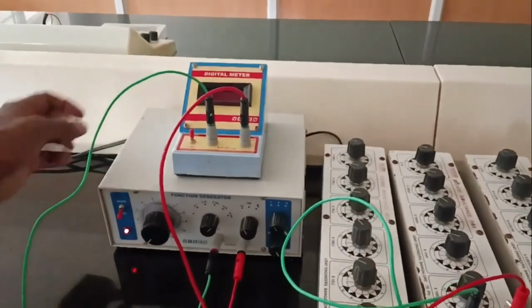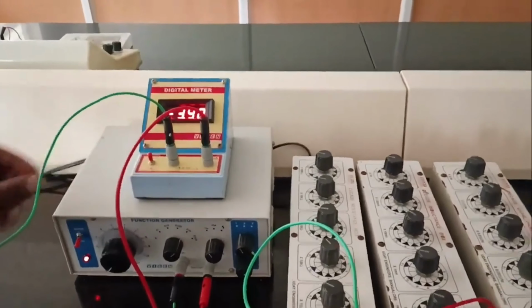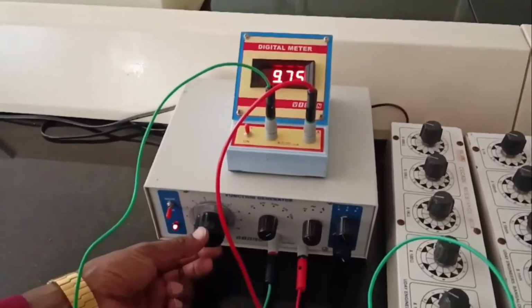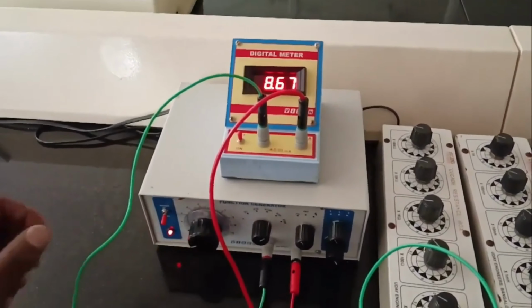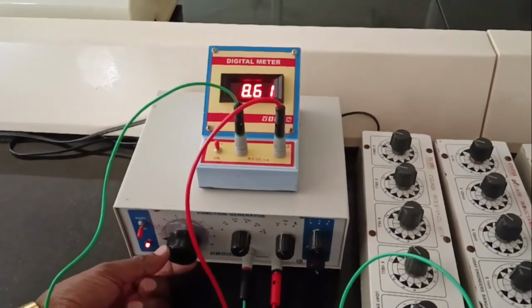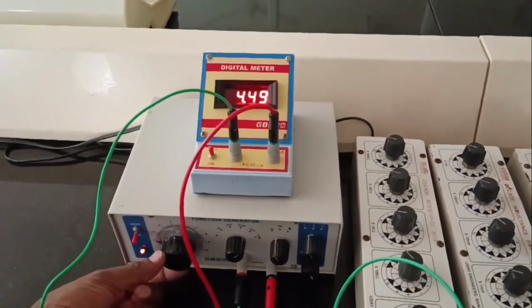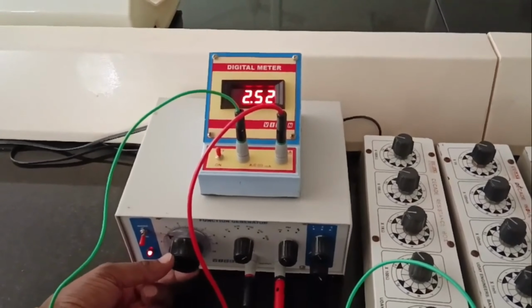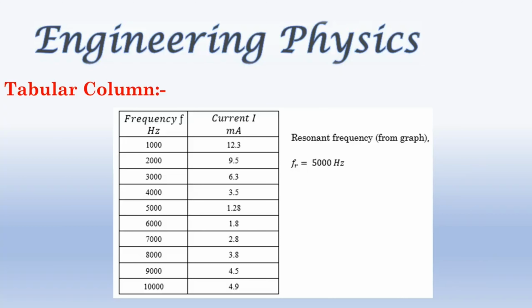The procedure is repeated for every change in 1 kilohertz in frequency. Output current is tabulated. The tabulations are as shown. A graph is plotted and the resonating frequency is calculated.